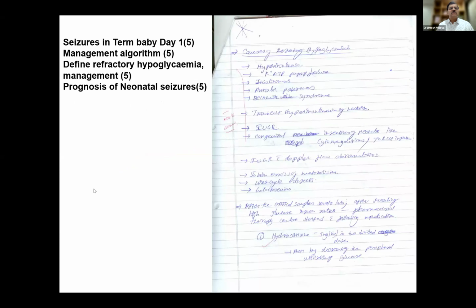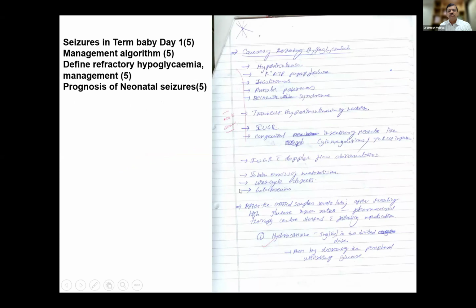You can see this particular thing, seizures in a term baby on day one. What is the management algorithm? How do you define refractory hypoglycemia? How do you manage, and what's the prognosis? And you can see here, I've taken this directly from a paper. The person has written the causes of refractory hypoglycemia, which has not been asked at all. We have just told you to define it. And the examiner, if you can read here, has written "not asked" in red ink.